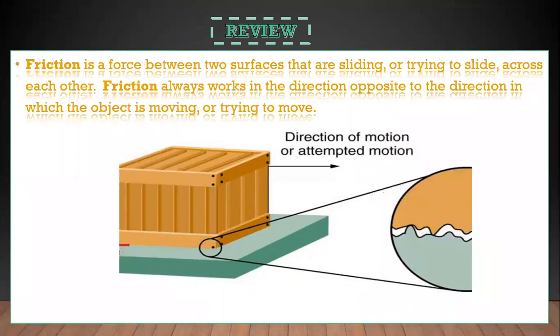Then we learned about friction. Friction is also a type of force. Friction is a force between two surfaces that are sliding or trying to slide across each other. Friction always works in the direction opposed to the direction in which the object is moving or trying to move. So simply we can say that friction is the force that opposes the motion of moving objects.